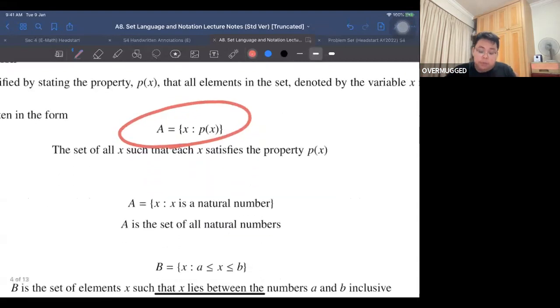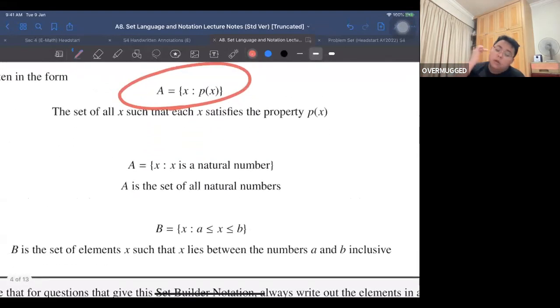So I'll give you some examples. Let's look at the first one. A has the elements X, where X is a natural number. This means what? Inside my set of A, I have all the natural numbers in the world. Therefore, it's the set of all natural numbers. What is this X that you see there? It's just like a little notation that you use to represent what can go inside the thing.